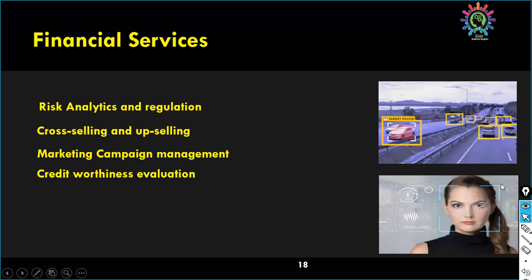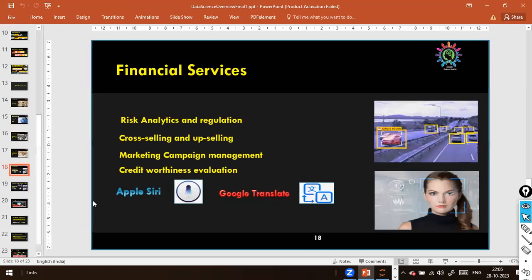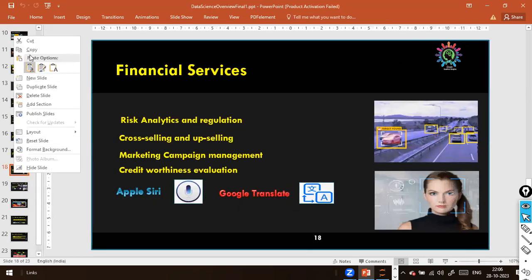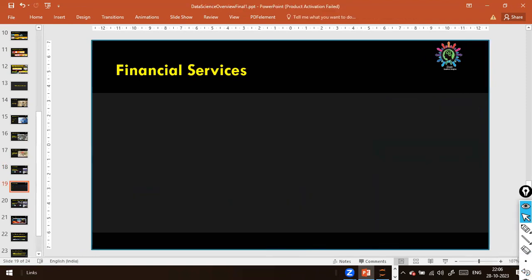K-fold cross validation. Instead of using only one test data set, we are using more than one test data set.